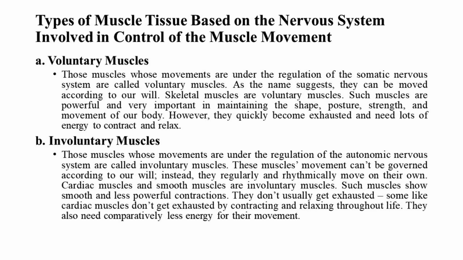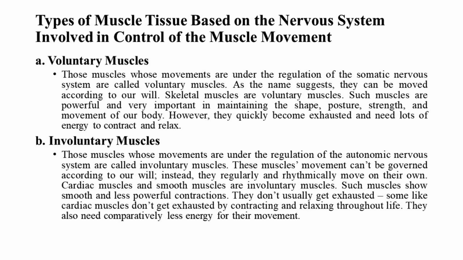B. Involuntary muscles. Those muscles whose movements are under the regulation of the autonomic nervous system are called involuntary muscles. These muscles' movement can't be governed according to our will, instead, they regularly and rhythmically move on their own. Cardiac muscles and smooth muscles are involuntary muscles.